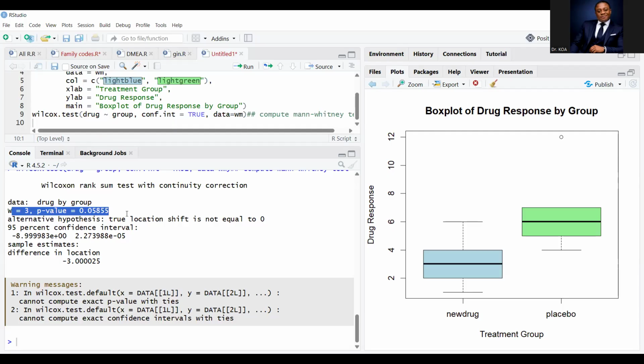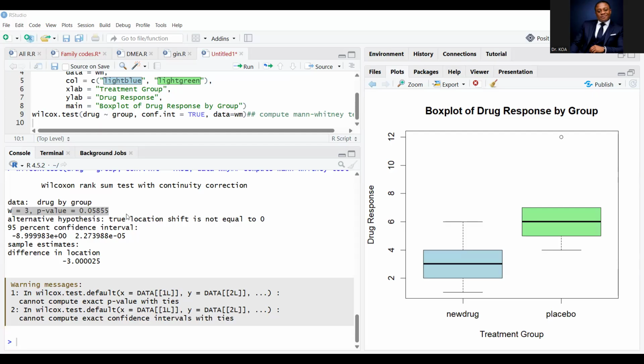When the p-value is less than 5%, we reject the null hypothesis. And remember that the null hypothesis says that there is no difference. The difference is 0.